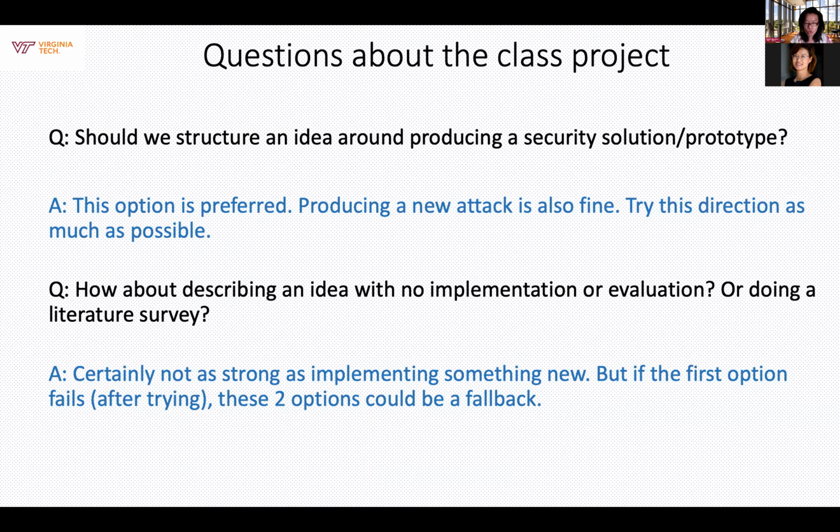So I do highly recommend you try very, very hard to get something concrete and be able to implement and evaluate it, even on a small scale. Of course, this is life. Things may not always work as we want. And so if you tried and it didn't work out, the last two options are fine too.